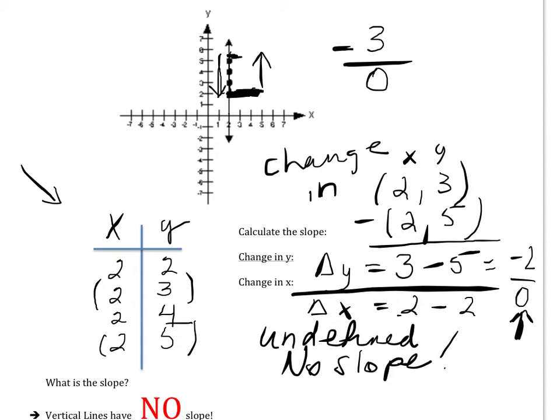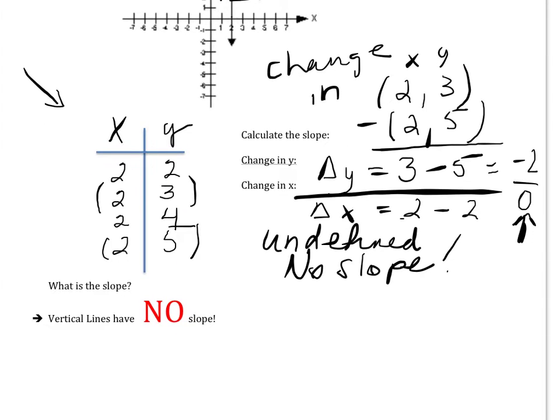So change in y over change in x on a vertical line, as I read it, I get a similar type of answer with 0 in the denominator. So again, this is an undefined or no slope. So, what is the slope of a vertical line? Vertical lines have no slope, and you need to keep straight the difference between vertical lines with no slope or horizontal lines that have 0 slope.